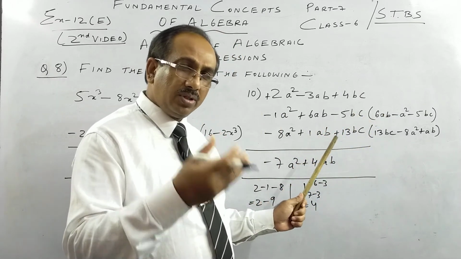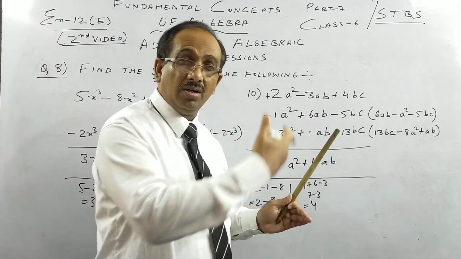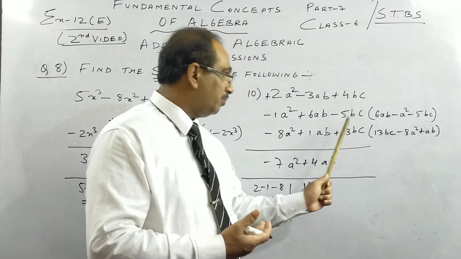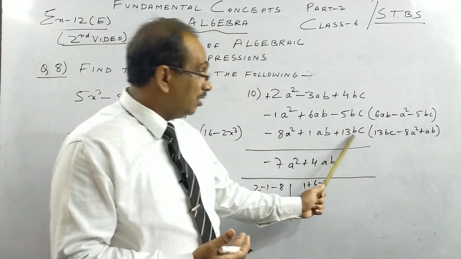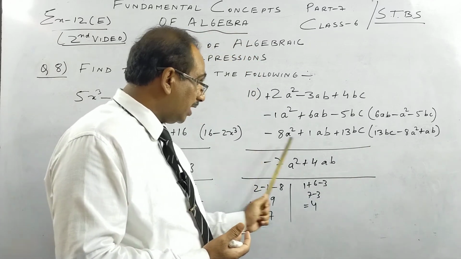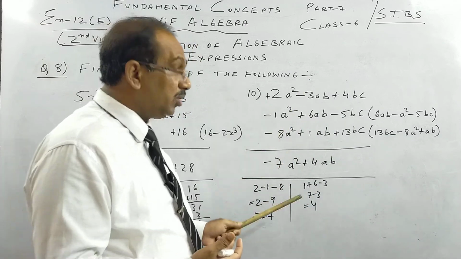This is what I have taught you in my previous video, that like terms should be in one column. This should be all the same. So minus a square comes here, minus 5bc goes there. So this was the question. If you see, I have rearranged. Plus 13, see, the first term I made the last term, minus 8a square plus ab. So once they are the same this way, then only you can add.